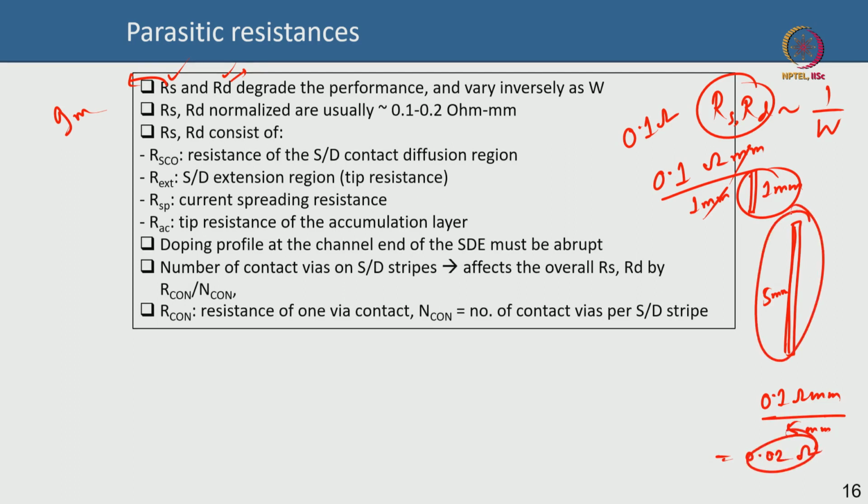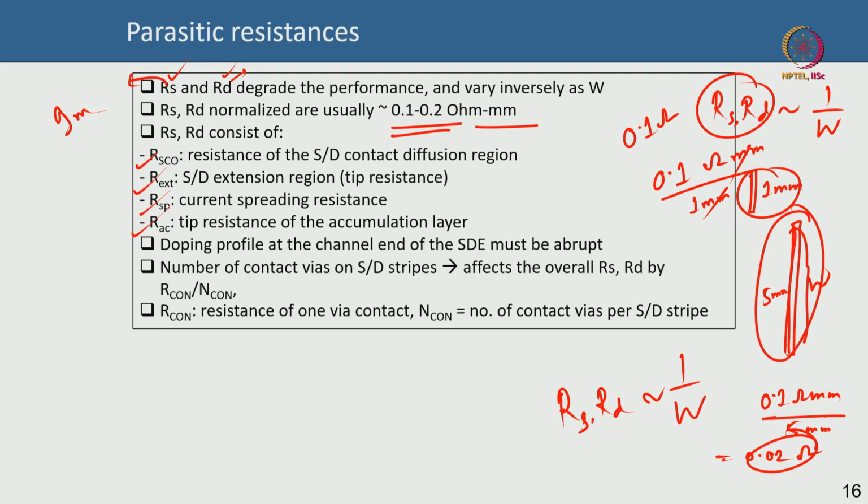So a larger gate width W will lead to reduced absolute source and drain resistances. That is why source and drain resistances scale with 1 by W. Typically at the 90 to 65 nanometer nodes, the normalized per unit width RS and RD value is 0.1 to 0.2 ohm millimeter. And what are these different components? There is the resistance of the source contact diffusion region, the resistance of the source drain extension region, the current spreading resistance, and the strip resistance of the accumulation layer.